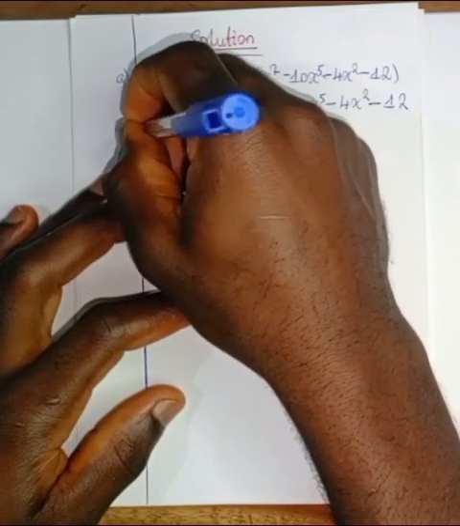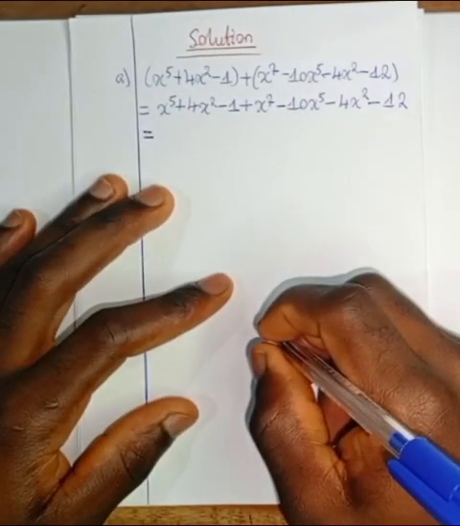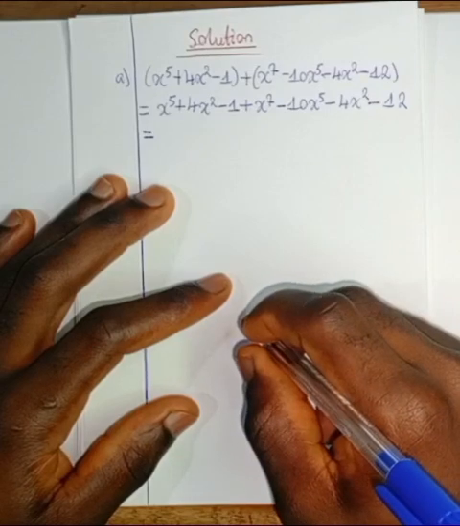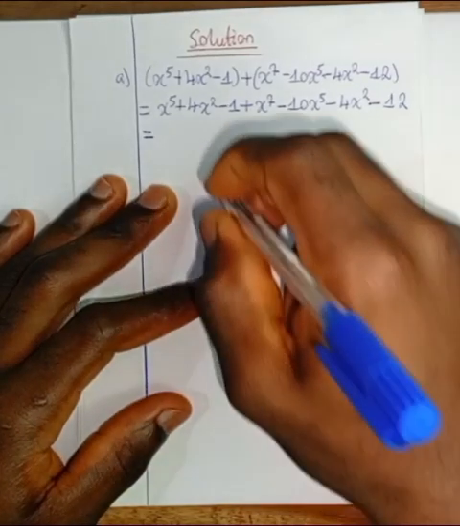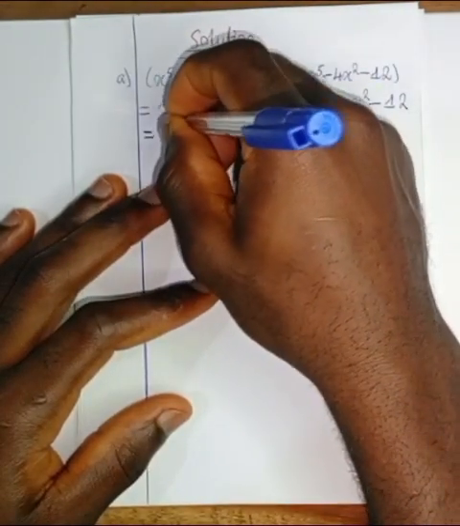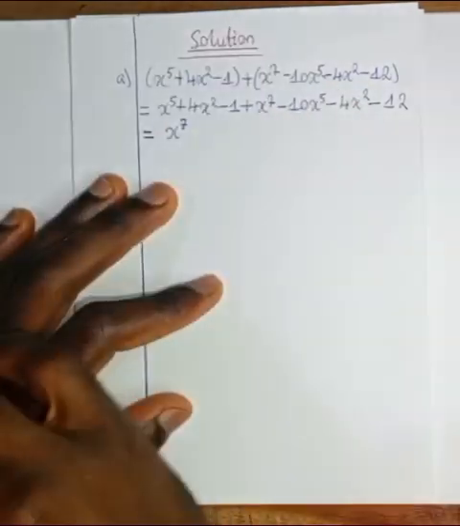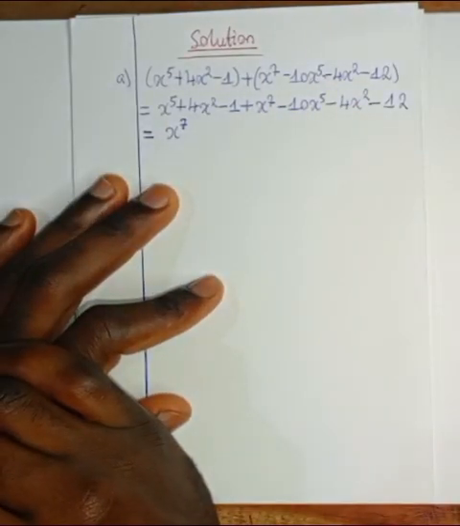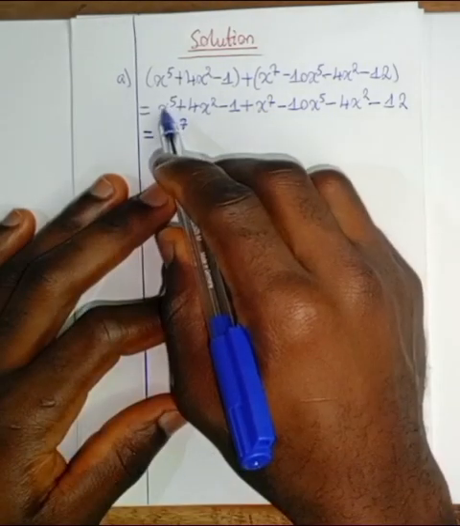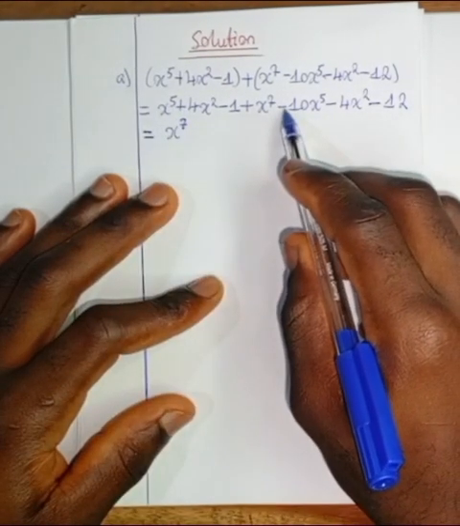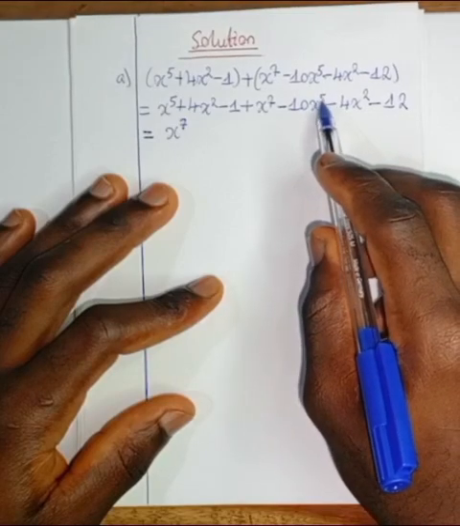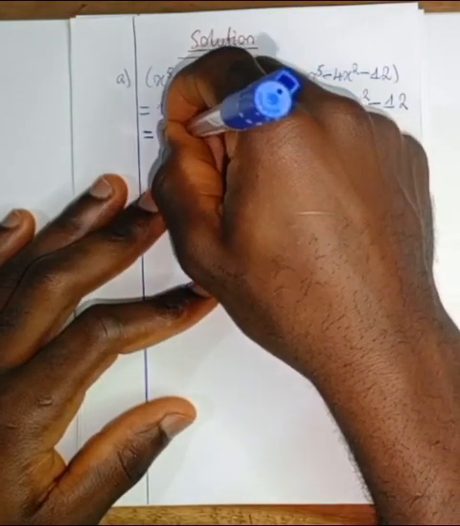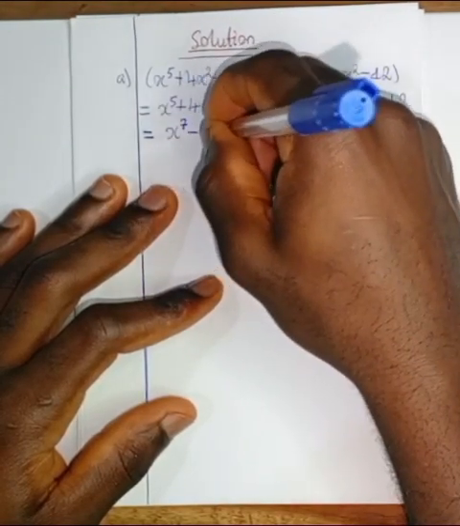Next, we are going to bring the like terms together. That means the terms in x raised to a particular power. We have x to the power 7, which is the highest power of x. We go now to terms in x to the power 5. We have x to the power 5 minus 10x to the power 5. This will give us minus 9x to the power 5.